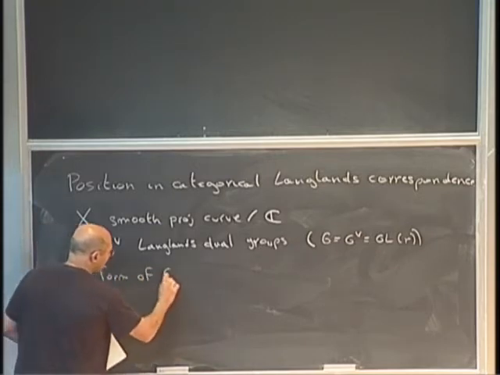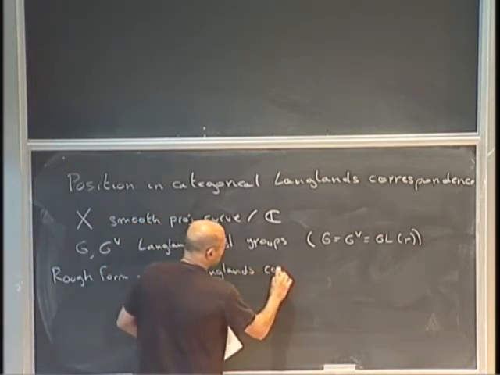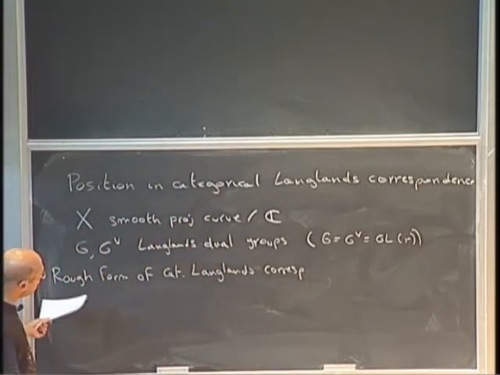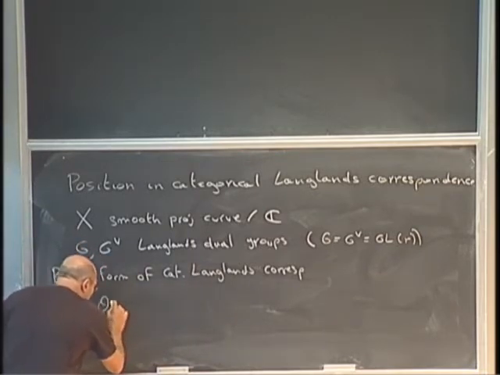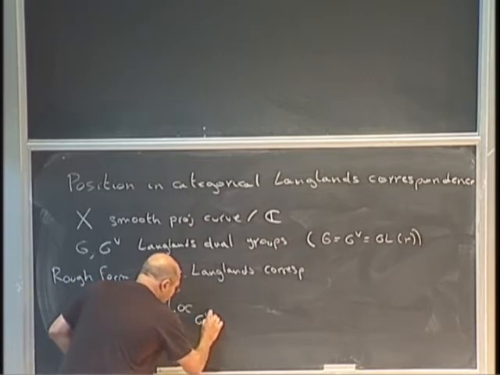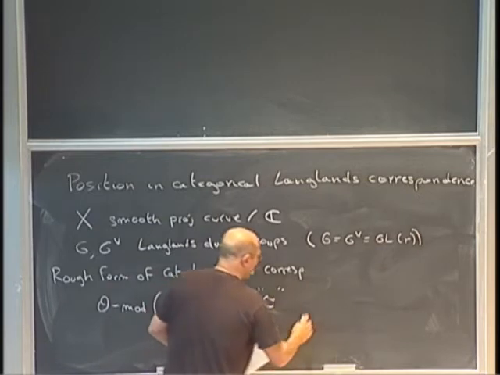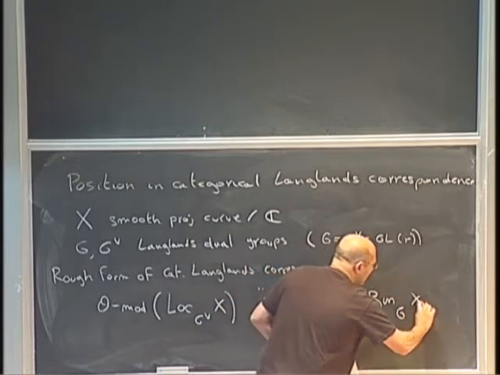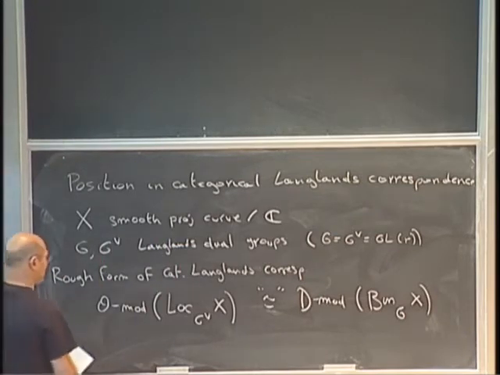And well, the rough form of this categorical Langlands correspondence, which was first stated by Beilinson and Drinfeld and then made precise by Arinkin and Gaitsgory, says that there should be an equivalence of categories between O modules on the moduli stack of G-check local systems on our curve and a category of D modules on the moduli stack of G bundles on the curve. And the original geometric Langlands correspondence went like this.